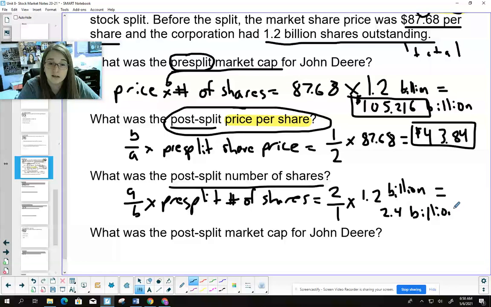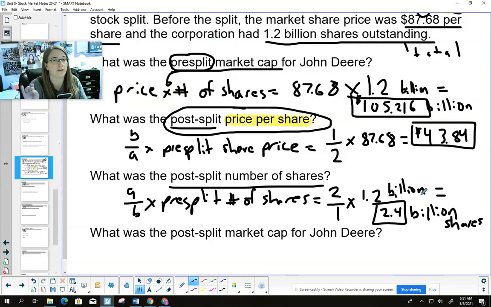Now, this is not money. This is a number of shares, so I'm not going to put the dollar sign. What I would put into Canvas would be 2.4 with the understanding that it really means 2.4 billion. Like I said, though, if you forget that, as long as you add the correct number of zeros, I'm giving you the point. It's just that I don't want you to risk that because most people aren't consistent with adding the correct number of zeros.